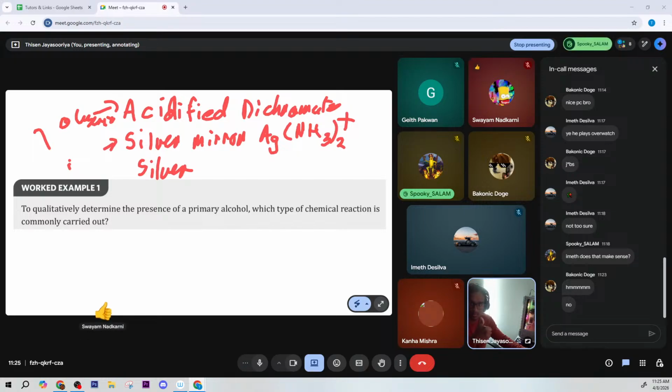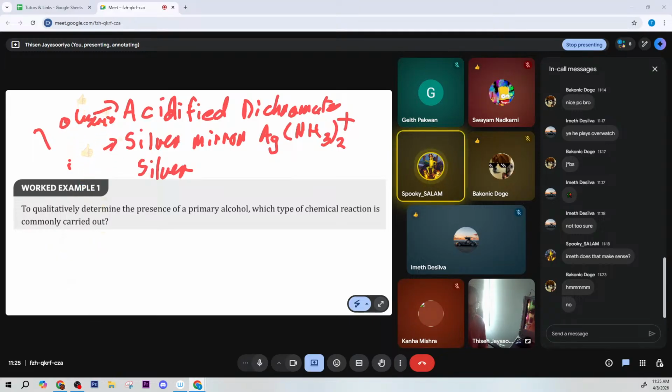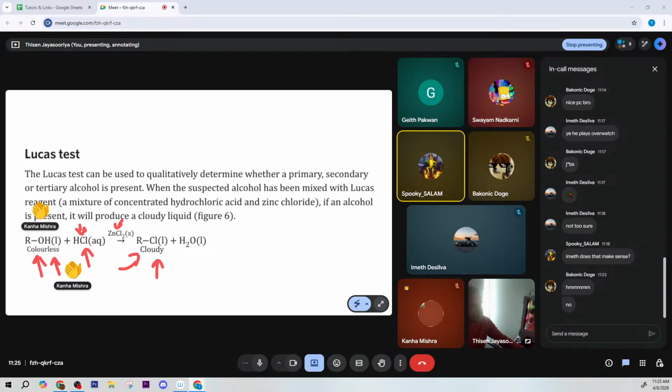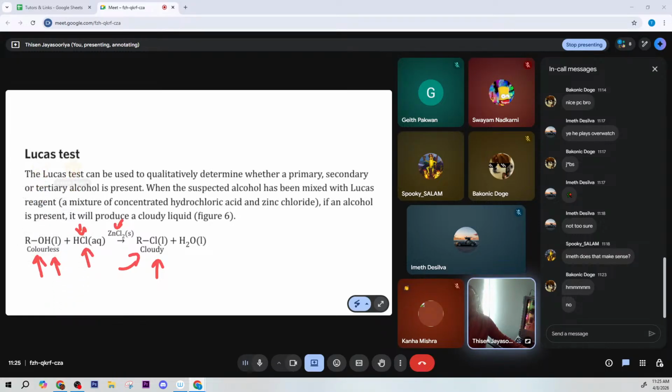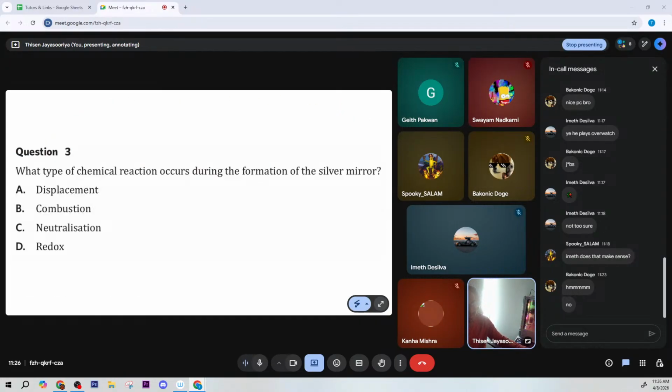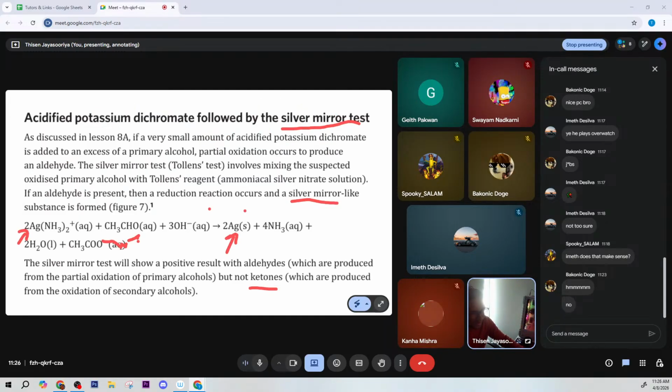Thumbs up. Why don't you do the Lucas before the silver? Because can't you do that? The Lucas test only tells us if an alcohol is present. So the Lucas test would be useful for a question like, how can we determine if an alcohol is present?